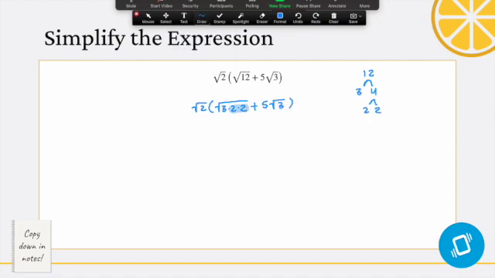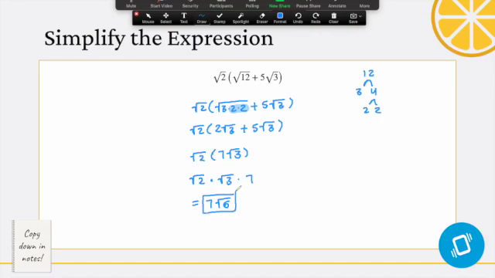When I do that, I'm left with square root of 2 times 2 square root of 3 plus 5 square root of 3. And so I can combine these two together. So 2 plus 5 equals 7 square root of 3. And that's multiplying with the square root of 2. So we get as our answer square root of 2 times square root of 3 times 7, which is just 7 square root of 6. And that would be my final answer.